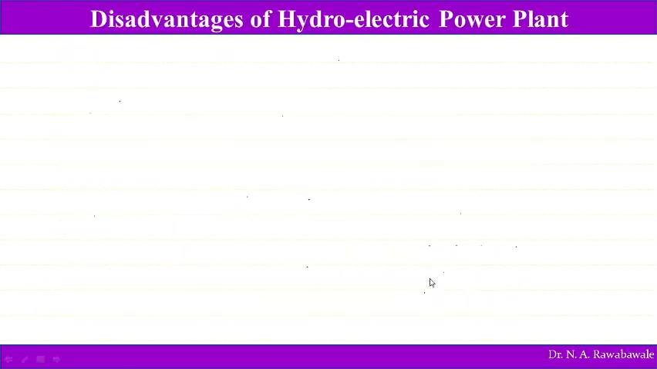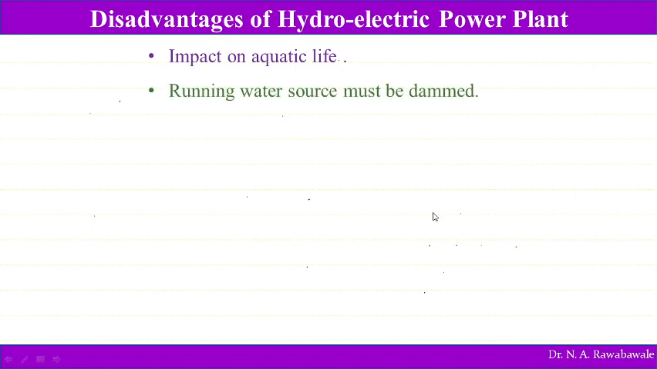Then, disadvantages of hydroelectric power plant. The very first is the impact on aquatic life. The life of fishes and others is going to get affected as we stop the flowing water. Then, a running water source must be dammed. Here the running water has to be stopped and stored. This is one of the disadvantages.